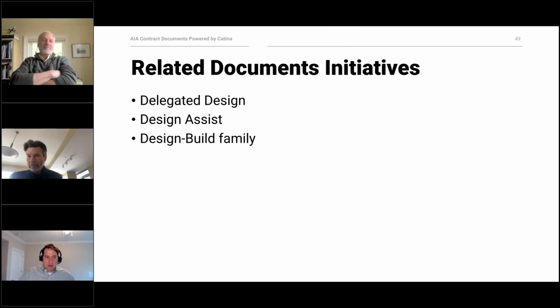So we have our delegated design documents, we have our design assist documents, and to tip our hand even further, we're in the process of revising our design build family. We expect to include a version of design build that will be a more collaborative version, implementing progressive design build principles, to help enhance the design portion of design build. So we'll have another program on that in the near future.